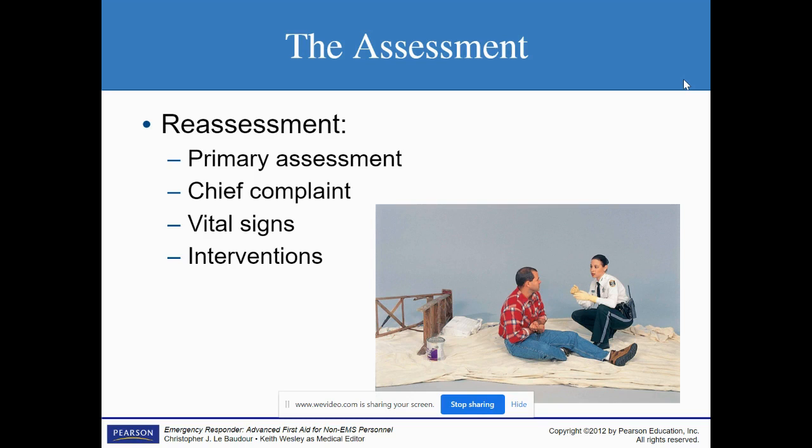A proper reassessment of the person should include the following: recheck the primary assessment, airway, breathing, and circulation. Once again, ask them about the chief complaint, the signs and symptoms, and see if they appear to be getting worse or are remaining the same. Check their vital signs again. And also document the interventions that you've done, which refers to the care that you provided that person.